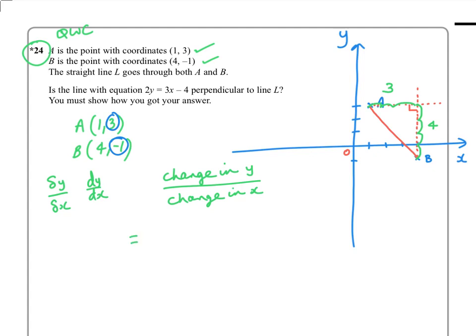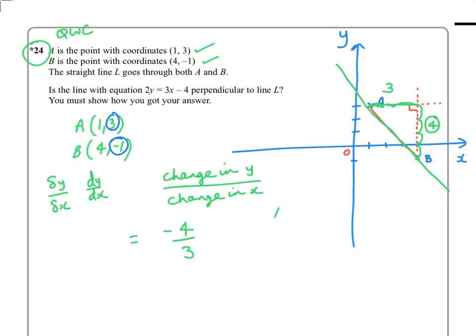So let's have a look at the first way. So the change in the y we managed to find was 4, and the change in the x was 3. And was the line going uphill or downhill? So if you extend this line here, is it going uphill or downhill? Well, it's going downhill, so it's got a negative gradient. So that's one way of helping you.